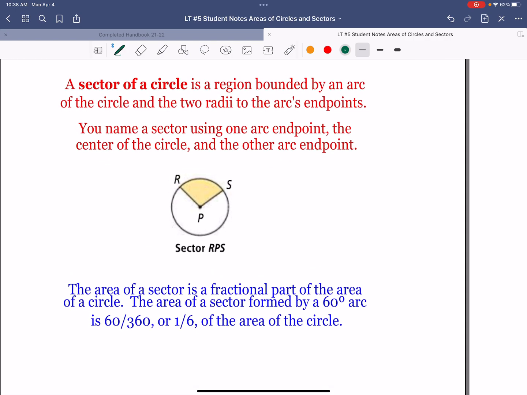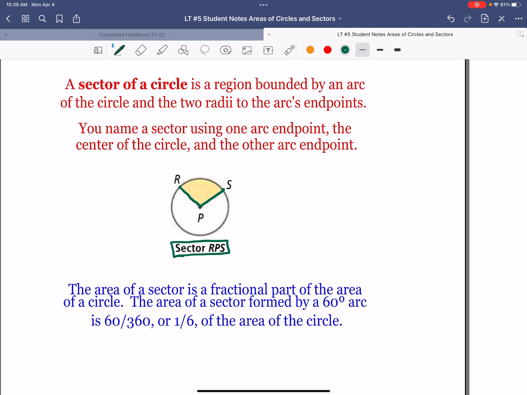Now, a sector of a circle is a region bounded by an arc of the circle and two radii. So right here, this colored part is the sector. So we call it sector RPS. Notice it extends from a point to the central angle to the other point. This sector is just like pieces of pizza. So perhaps sector RPS represents 2 or 3 slices of pizza.